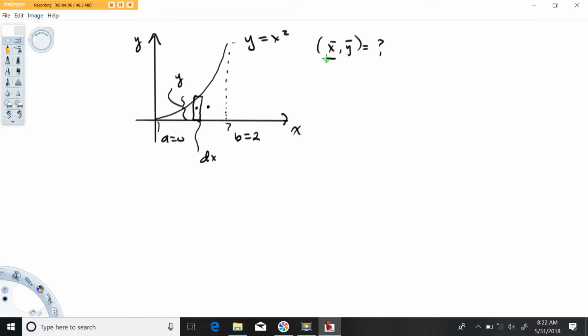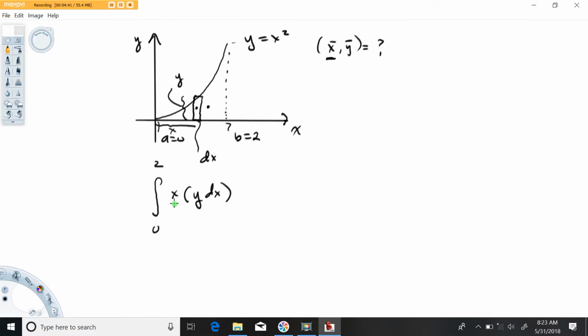Let's talk about getting x bar here. The x coordinate of the centroid of the rectangle is just x. So what I'm going to do here is say we're going to have x. That gives the centroid of the rectangle in this set of coordinates. Now I'm going to give it a weight. We're going to multiply by the area of the rectangle, which is going to be the length, y, times the width, dx. These are then added up, x running from 0 to 2.